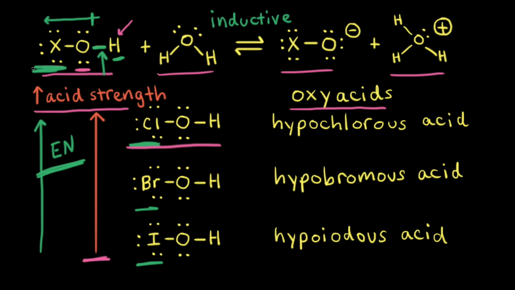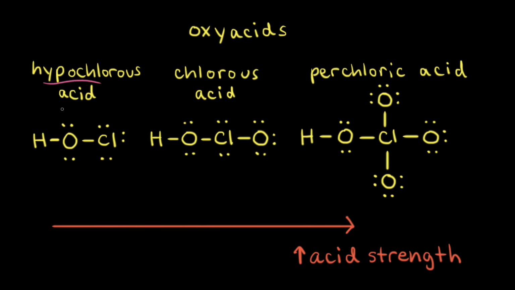This effect of the electronegative atom increasing the acidity is often referred to as the inductive effect. Let's compare hypochlorous acid to two other oxyacids, and notice how I've left the formal charges off of these acids just so we can focus on general structure. Notice how the acidic proton is directly bonded to the oxygen in all three of these oxyacids. And in all three of these oxyacids, the oxygen is directly bonded to a chlorine.